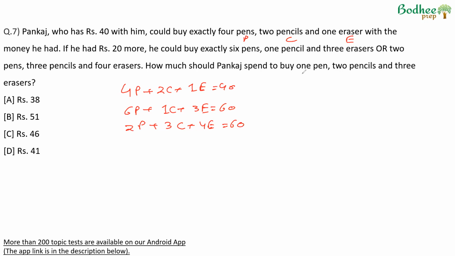How much should Pankaj spend for 1 pen? Again, here we have 3 equations, 3 variables, so we can actually solve and find them. What I'm doing is looking at equation 2 plus equation 3. This gives me 8P plus 4C plus 7E is equal to 120.